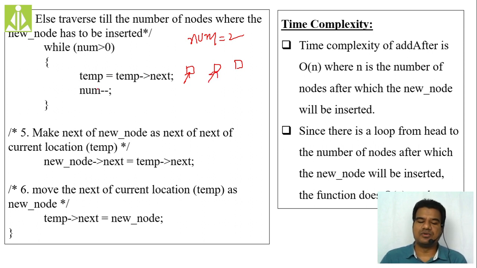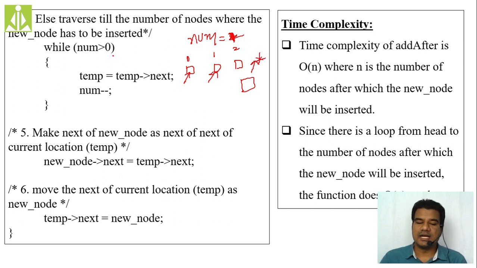Then we are decrementing the num value. Num minus minus. So then num value will become 1 now. This is your 0, this is your 1 and this is your 2. If you give num value as 2, then your newly created node will be added after 3 nodes. That you have to understand, because the first node's index value is 0, the second node's index value is 1 and the third node's index value is 2. Whatever num we are giving here is nothing but your index value. So if you give the index value as 2, the newly created node will be inserted over here.